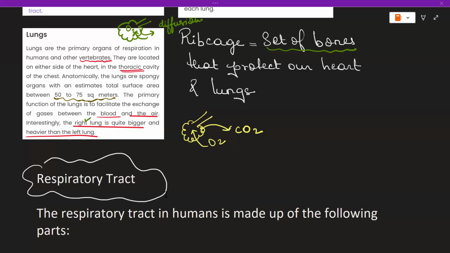Ma'am, the thoracic cavity is basically the chest cavity, right? Yes. Thoracic and chest, the same.